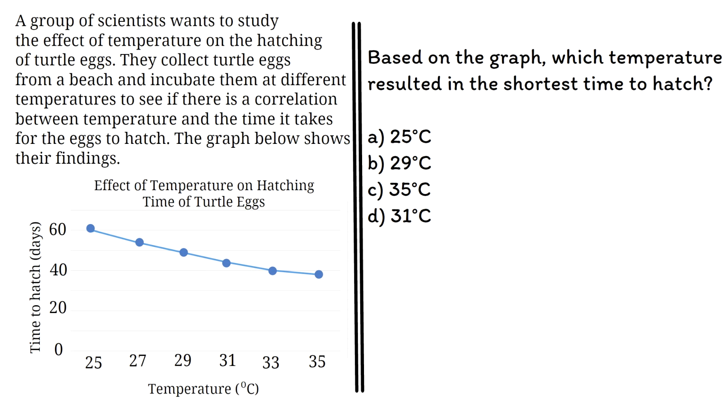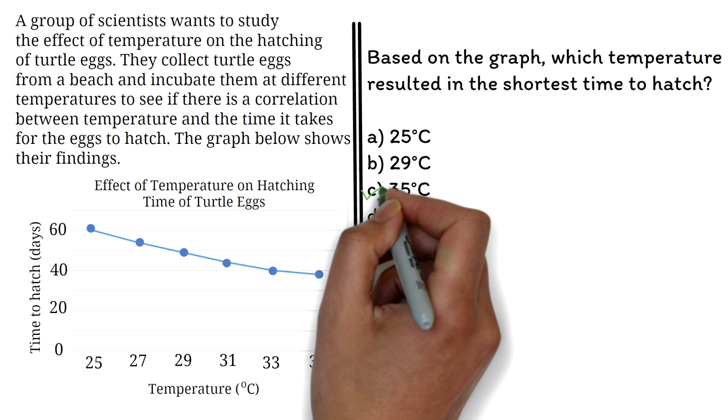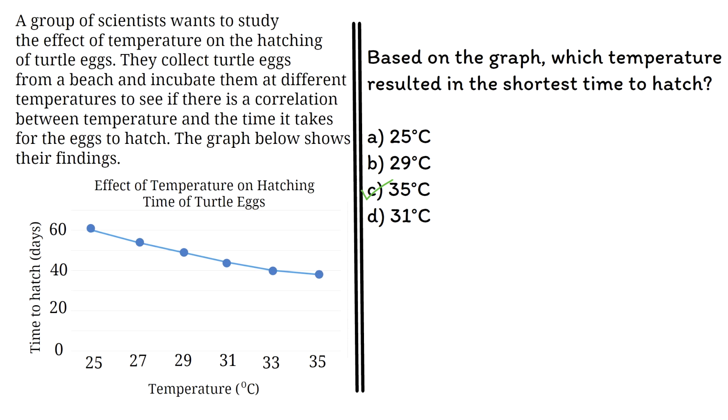Based on the graph, which temperature resulted in the shortest time to hatch? A. 25 degrees Celsius. B. 29 degrees Celsius. C. 35 degrees Celsius. D. 31 degrees Celsius. The correct answer is C. 35 degrees. The work here is to locate the point with the shortest time.